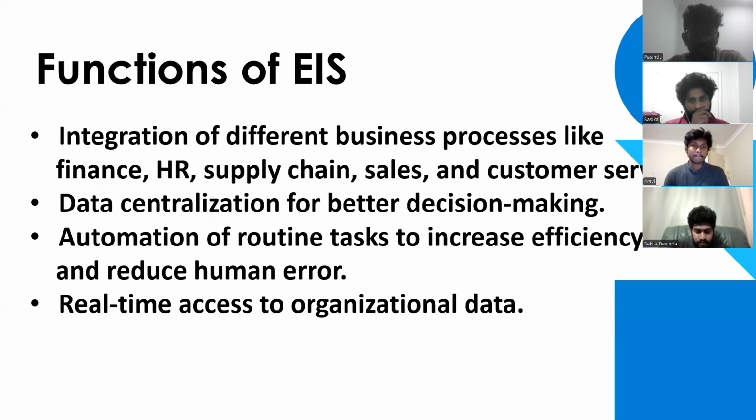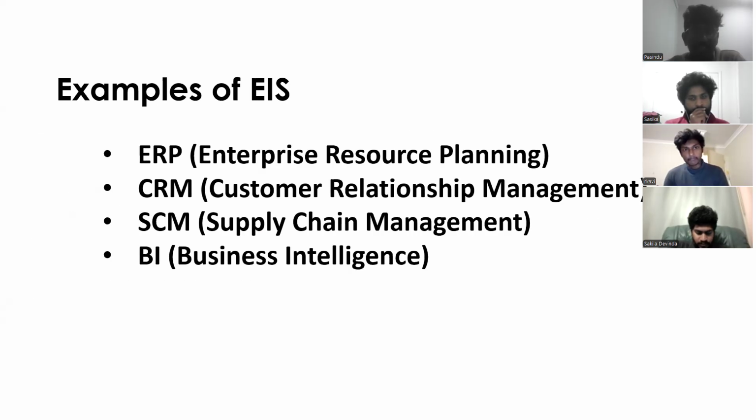Next, let's look at some common examples of enterprise information systems. ERP, Enterprise Resource Planning. These are the main systems that integrate all phases of an operation, including product planning, development, manufacturing, sales, and marketing. CRM, Customer Relationship Management Systems. These are focused on managing all aspects of an organization's interaction with customers.